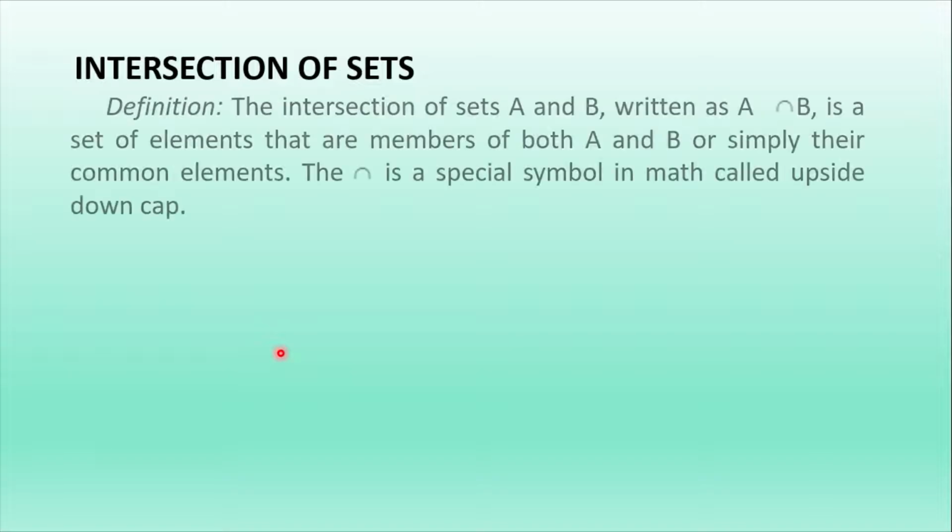Next, intersection of sets. By definition, the intersection of sets A and B, written as this one, o kabaliktaran lang ng union kanina. So ito naman, pag ganun, pataas siya, is a set of elements that are members of both A and B or simply their common elements. So take note of these common elements. Ibig sabihin yung magkaparehong elements lang yung kukunin natin. So this symbol in mathematics is called the upside down cap.